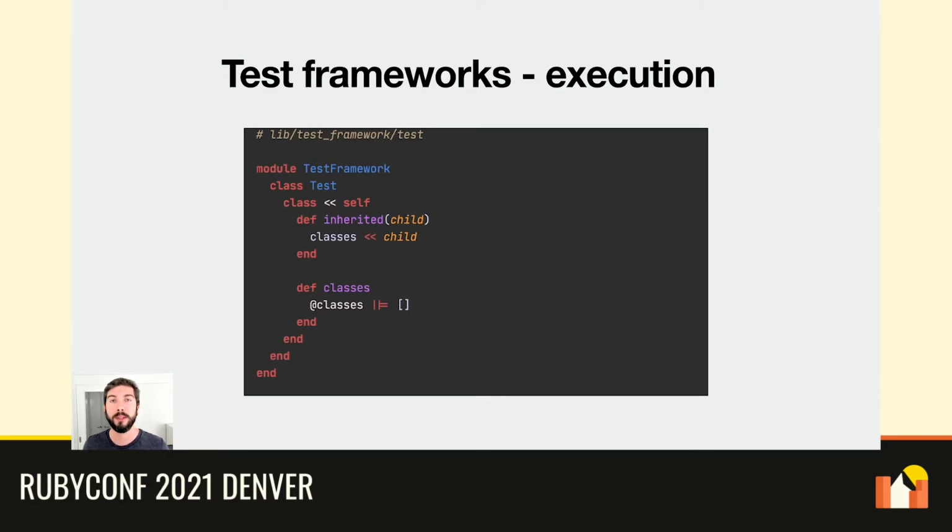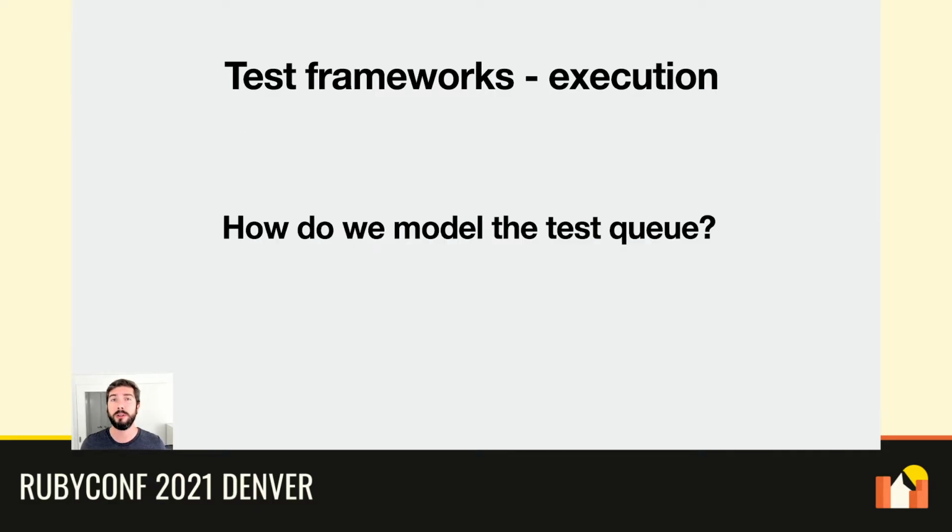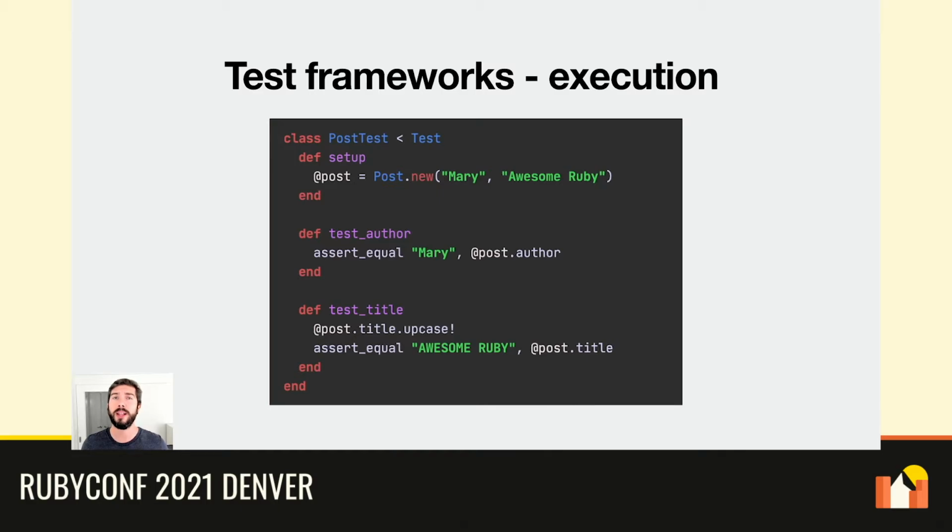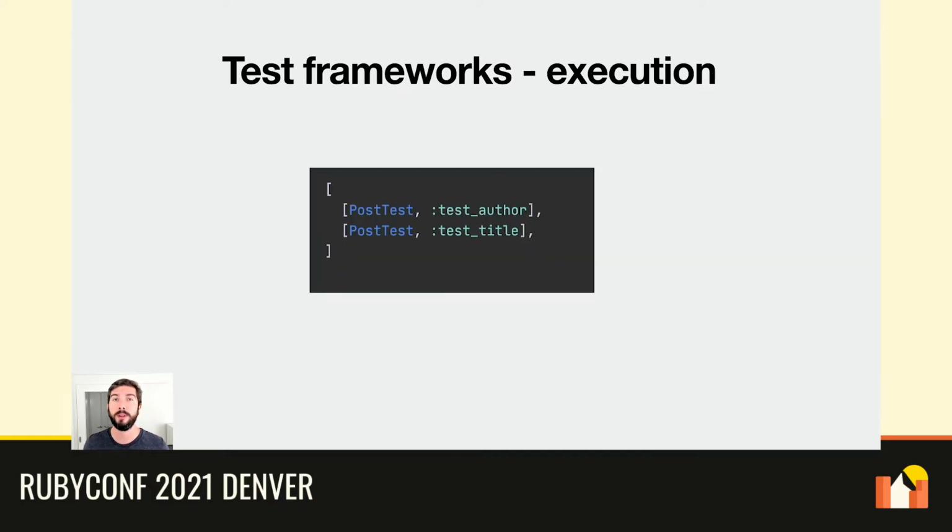array. This is already enough to get a list of classes that are tests, but how do we model our queue? Because we know that each one of those classes can actually define multiple examples, can have multiple tests inside of them. So we need something that looks kind of like this. We need to be able to have a list of tuples where each item of the tuple is composed of the test method that we have to run and the class that they belong to.